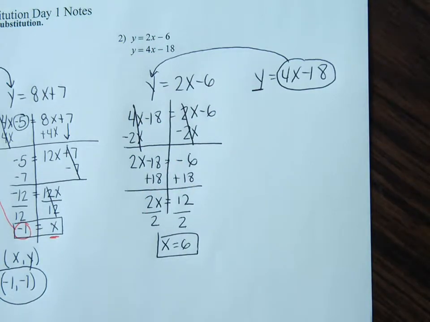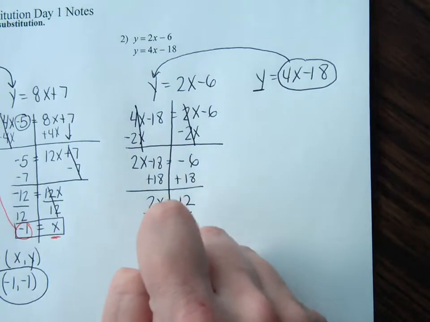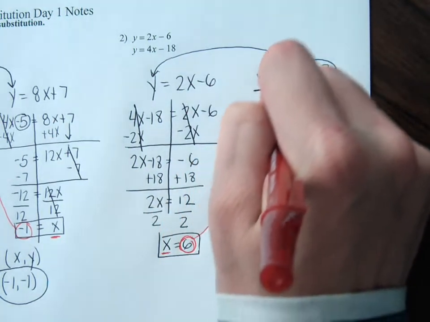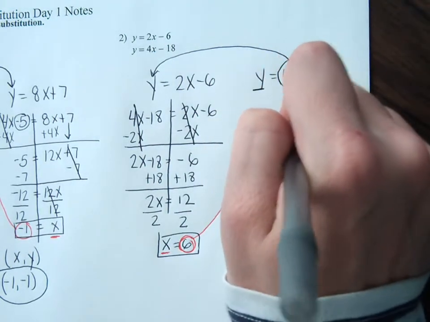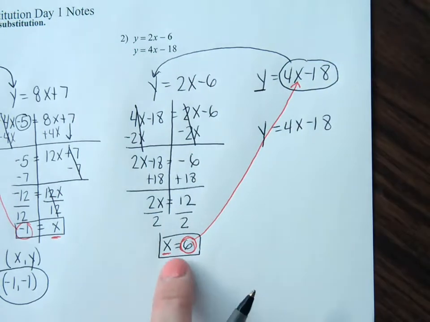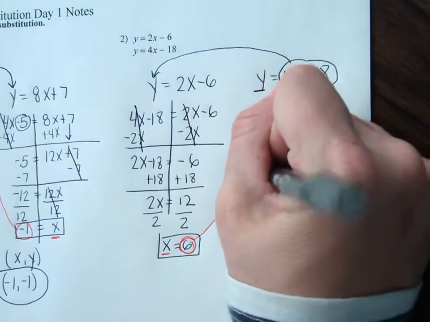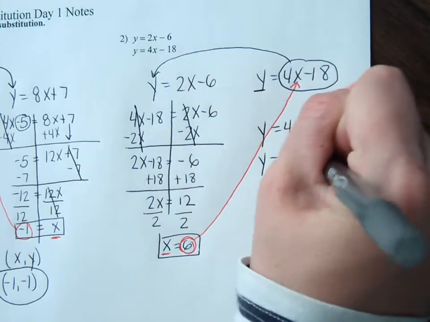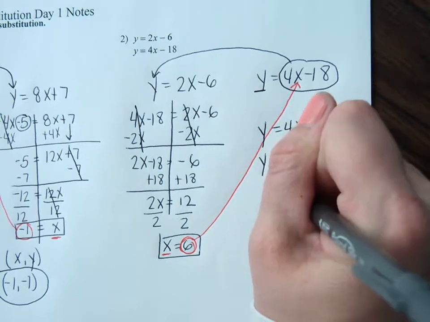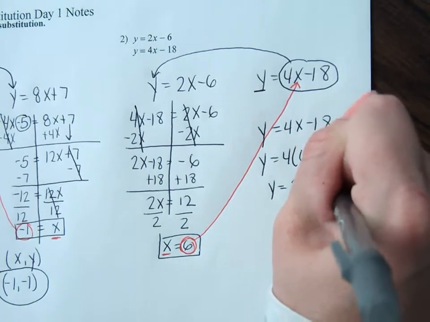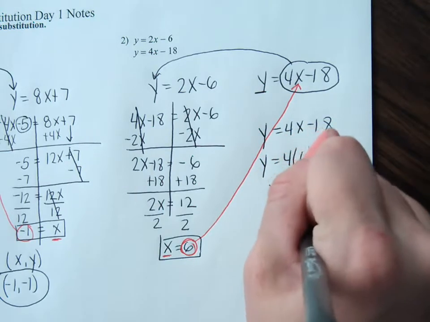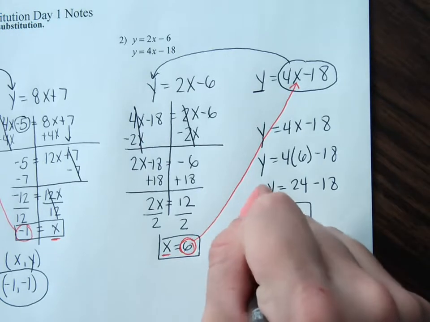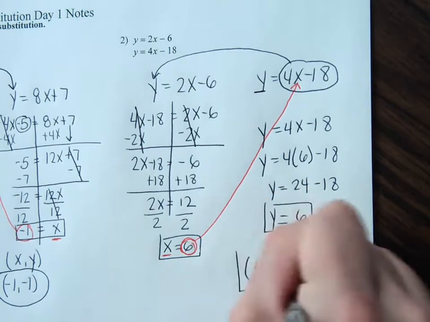Now this is telling me that x equals 6. So we are going to replace x in the other equation with 6. So we have y equals 4x minus 18. Again, we are replacing x with 6 because this says x equals 6. So I have y equals 4 times 6 minus 18. That's 24 because 6 times 4 is 24. And we have y equals 6. So your answer is 6, 6 because it's x, y.